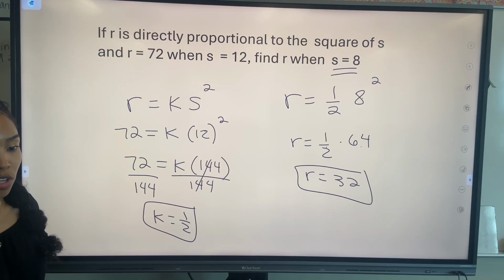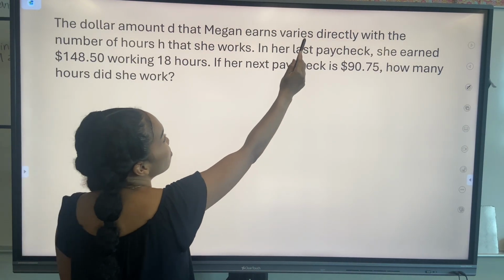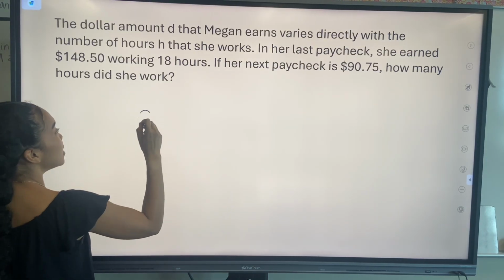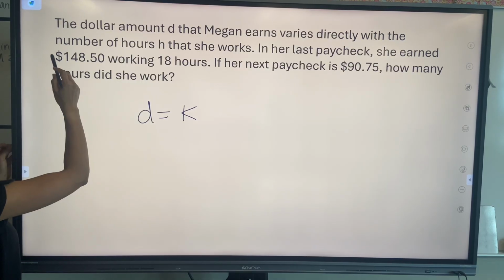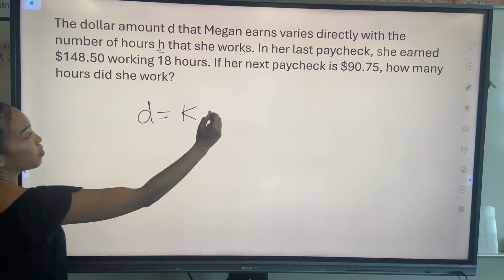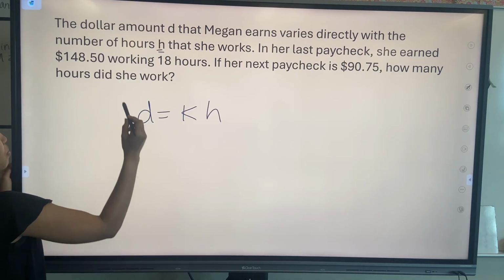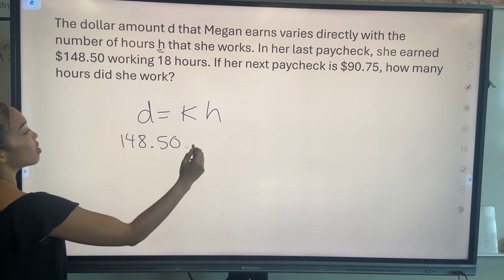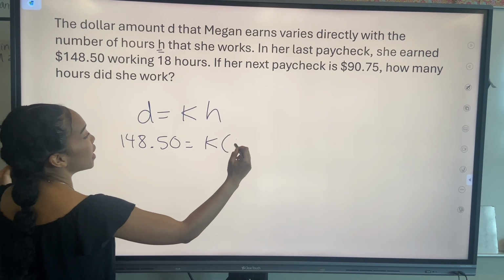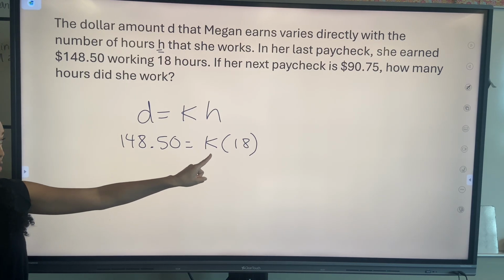Okay. The dollar amount D that Megan earns varies directly. So I know that D varies directly with the number of hours, H. Okay, so that's the equation. In her last paycheck, she earned this much money. So that's $148.50. And she worked 18 hours. So I'm going to go ahead and solve for my constant of variation.